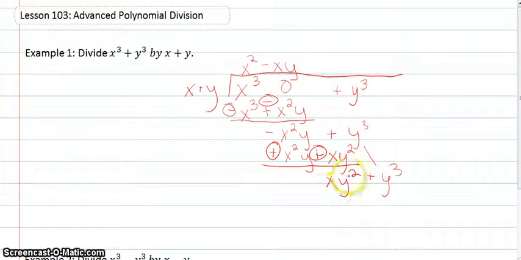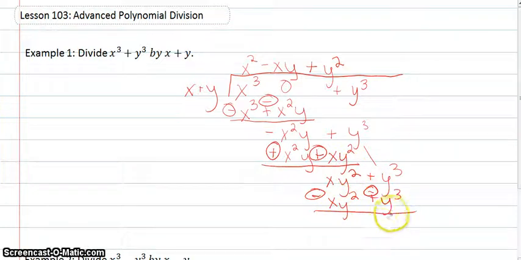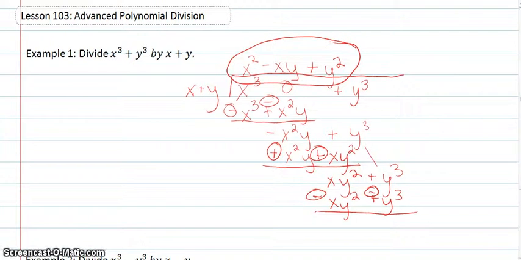Then I divide that first term by first term. So xy squared divided by x leaves a positive y squared, and then I multiply that across. So xy squared plus y cubed, and then change the signs because we're subtracting. First two cancel, and then the last two end up canceling also. So there's no remainder, and this on top is our answer. Alright, let's look at another example of that.